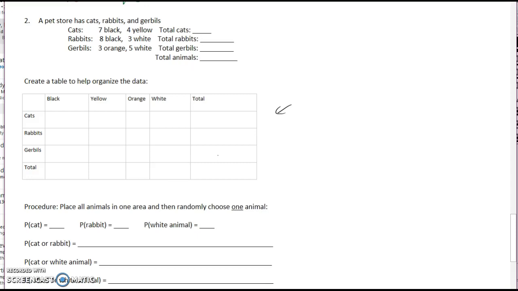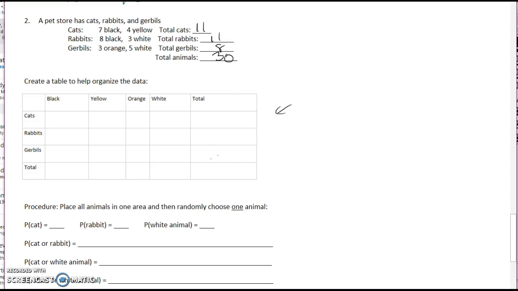So before we start, this says the pet store has cats, rabbits, and gerbils: 7 black cats, 4 yellow cats. That would be a total of 11 cats. 8 black rabbits, 3 white rabbits, that's 11 rabbits. 3 orange gerbils, 5 white gerbils. That's a total of 8 gerbils. So how would we get the total number of animals? We would add these up. 11 plus 11 is 22, plus 8 is a total of 30 animals.